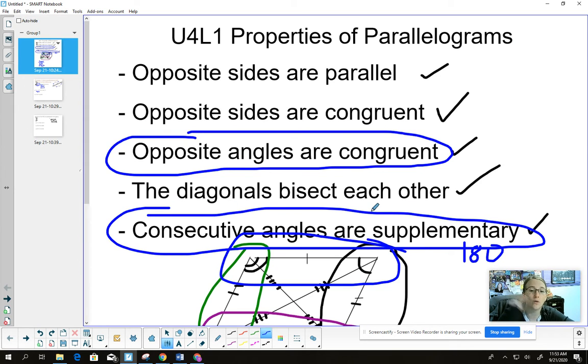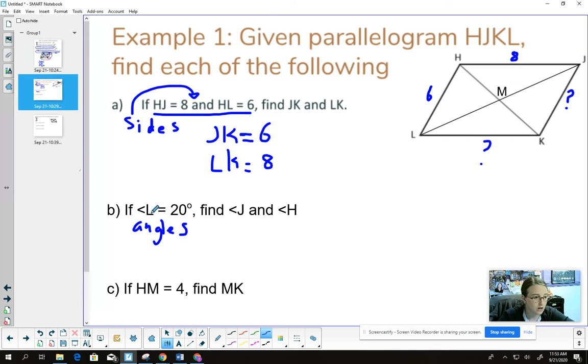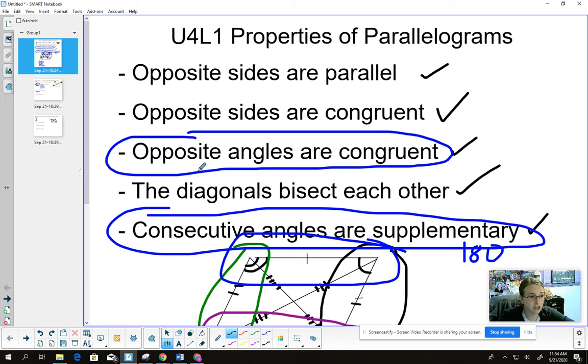We have to determine which one we need to use. So we know that angle L here, this whole thing, is 20 degrees. That's the entire angle. Yes, there's a line going through it. We're talking about the whole thing. We're trying to find angle J and angle H. I'm going to go ahead and erase this info here. Let's find angle J and angle H. Where are they? Well, here's angle J and here's angle H. So I'm actually going to be using both of these properties because one of these angles is opposite the 20 degrees and one is consecutive on the same side.